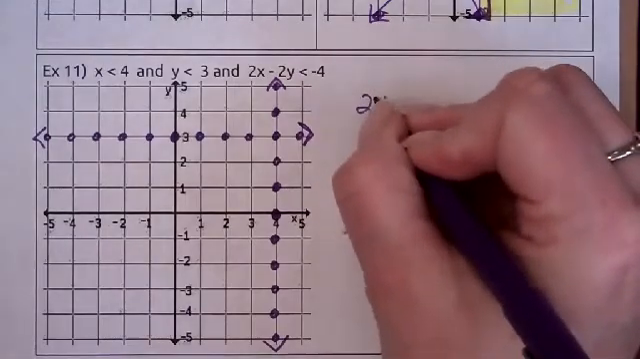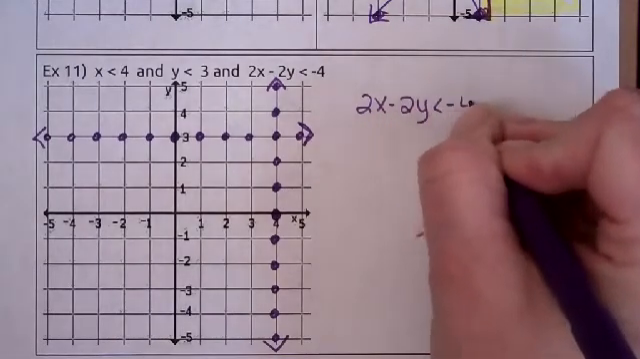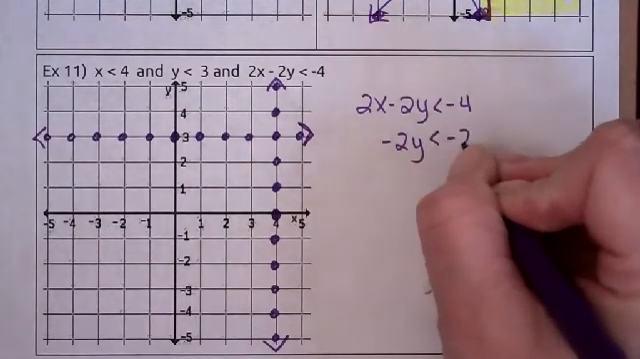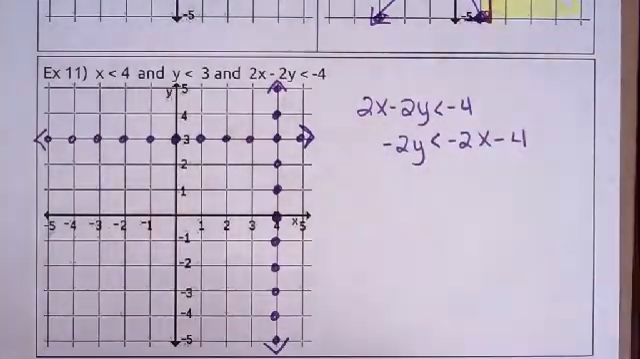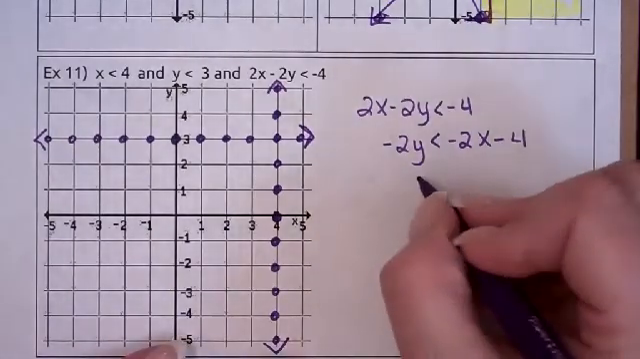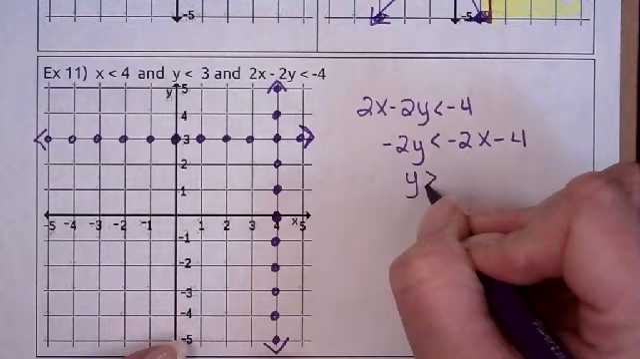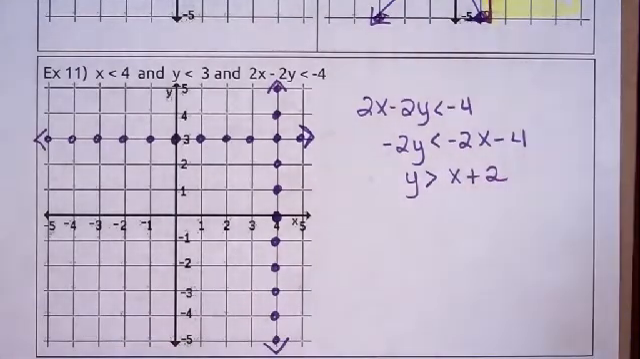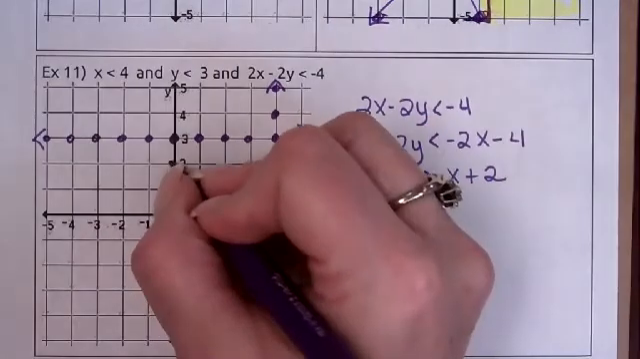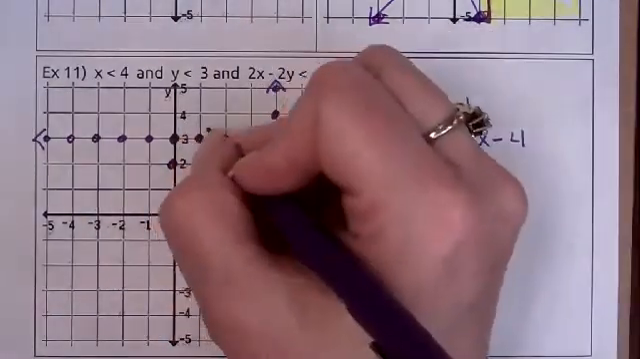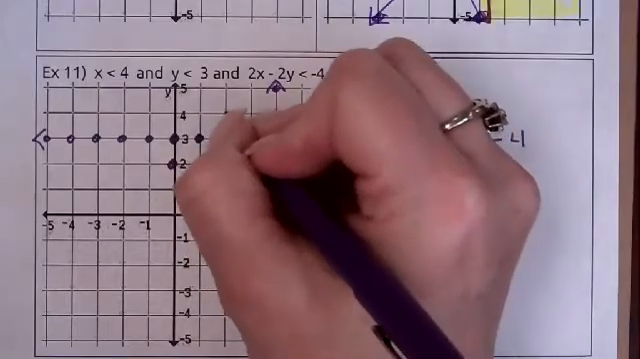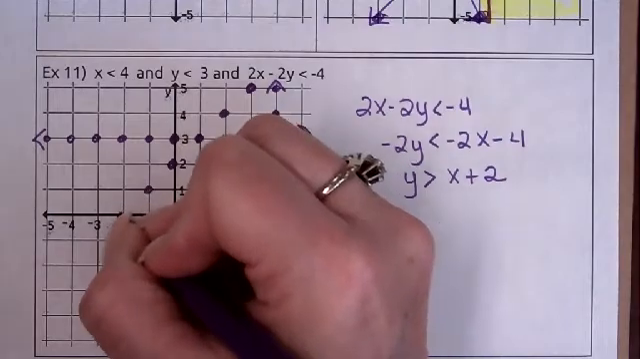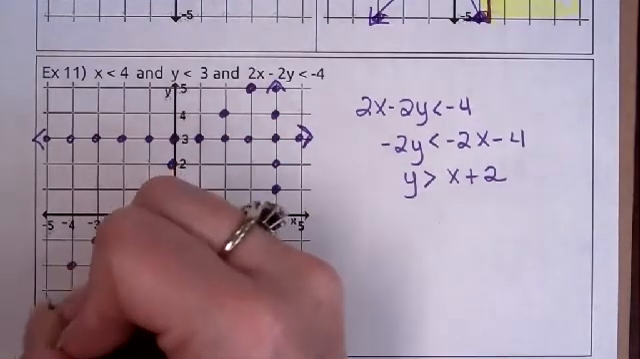So let's say 2x minus 2y is less than -4. And let's just solve for y. So -2y is less than -2x minus 4. When I divide, I get y is greater than x plus 2. Okay, so if I start this one, it starts at 2. It's going to go up 1, right 1, up 1, right 1, up 1, right 1. I can also go backwards.